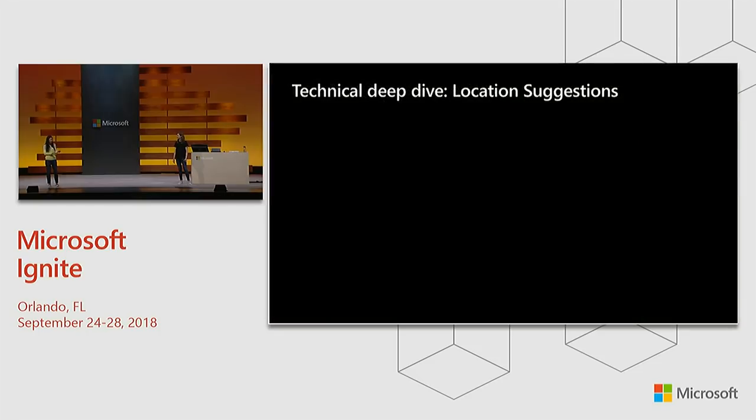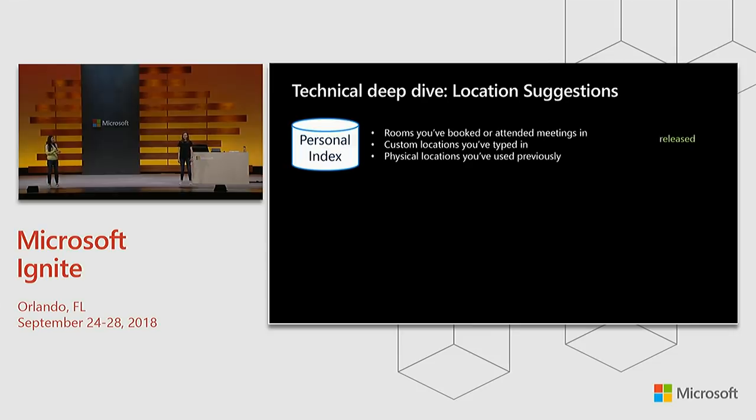But in the next slide, we'll go a little bit deeper into where we store these suggestions and where they're sourced from. So the first source is what I mentioned, your personal index. It has rooms that you've booked or attended meetings in. It also includes custom locations that you've typed in. So if I often go to my gym or my daughter's school or something like that, those custom strings will also surface as suggestions over time. And last, it does include physical locations that I've used previously. So for example, if I often go to the Starbucks on the corner and schedule meetings there, that'll also start showing up in my own personal suggestions.